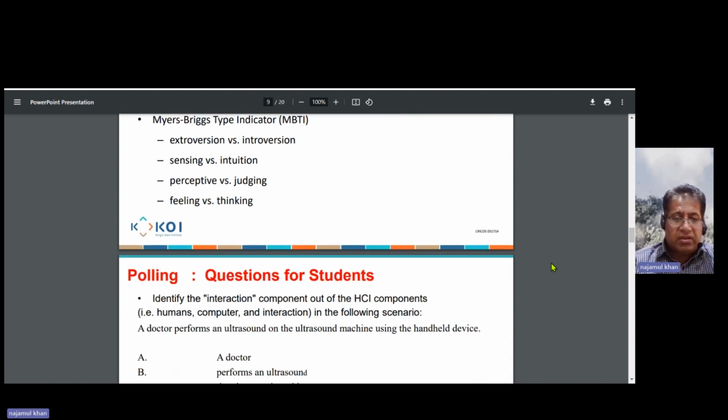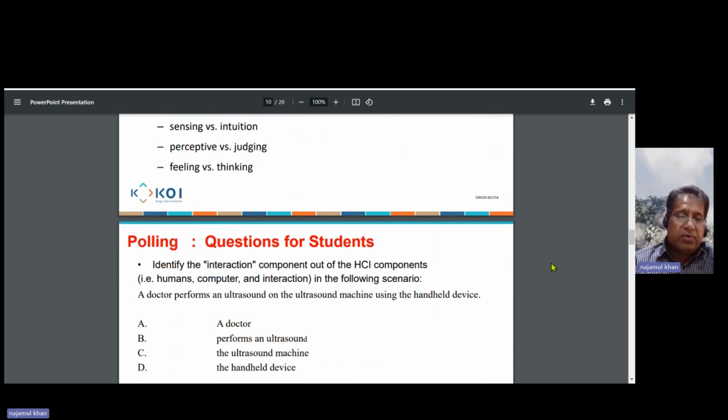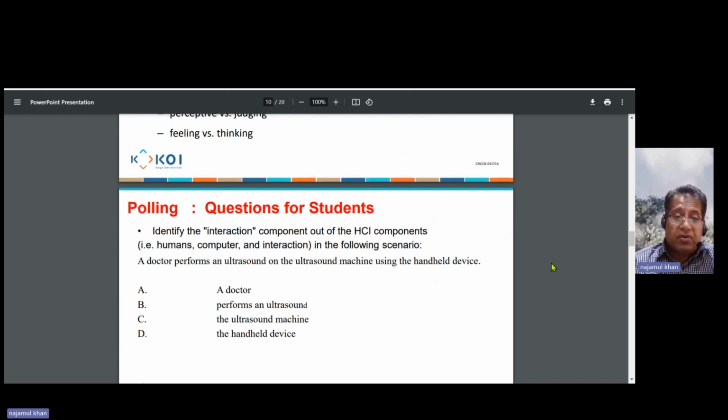Right, we got one question here. Identify the interaction component out of the HCI components, human-computer interaction, in the following scenario. A doctor performs an ultrasound on the ultrasound machine using the handheld device. What do you think the answer will be? A is the doctor, B performs an ultrasound, C the ultrasound machine, and D the handheld device. Basically, what this person is doing is using the ultrasound machine. So these variables are also important.